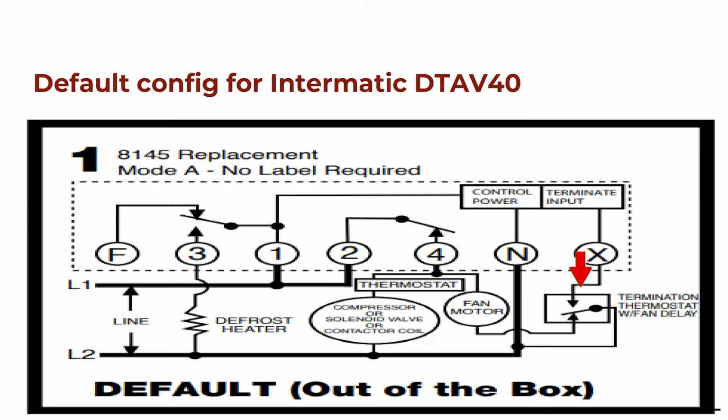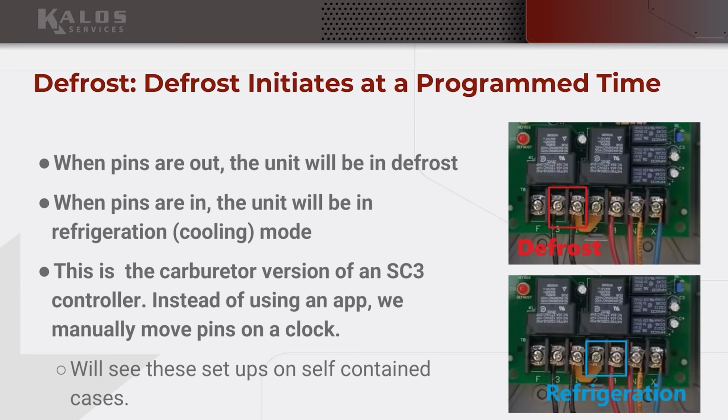And then in this configuration, we also have a termination thermostat with fan delay. So this thermostat will be responsible for early termination of defrost in order to allow the compressor to come back on. And then after a delay, which basically just means that this thermostat will return to its opposite set point, so instead of its termination set point, it'll return to its cooling set point, and then it'll allow the fan motor to run. So those are the terminals of a mechanical time clock.